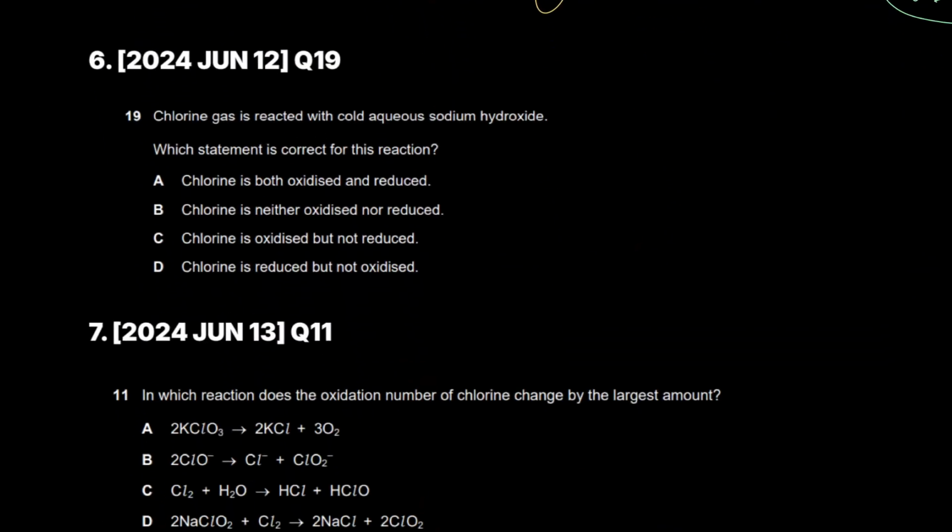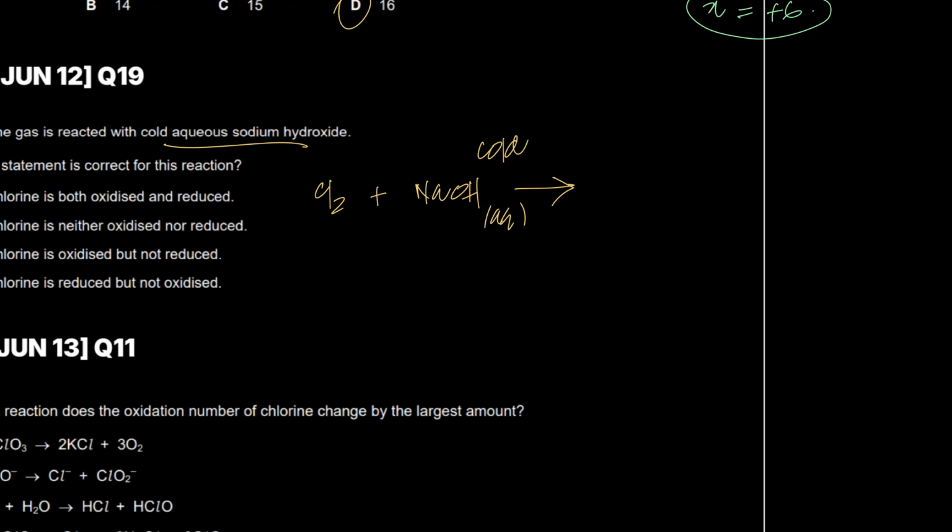Everybody, chlorine gas is reacted with cold aqueous sodium hydroxide. I have not taught you guys this. I'll write it here. That's why chapter 4 was important. But anyway, since we're doing it now, write down this equation. It's with cold. This happens with cold. Why does this happen? Story for tomorrow. For now, just believe me when I say this is the equation with cold.